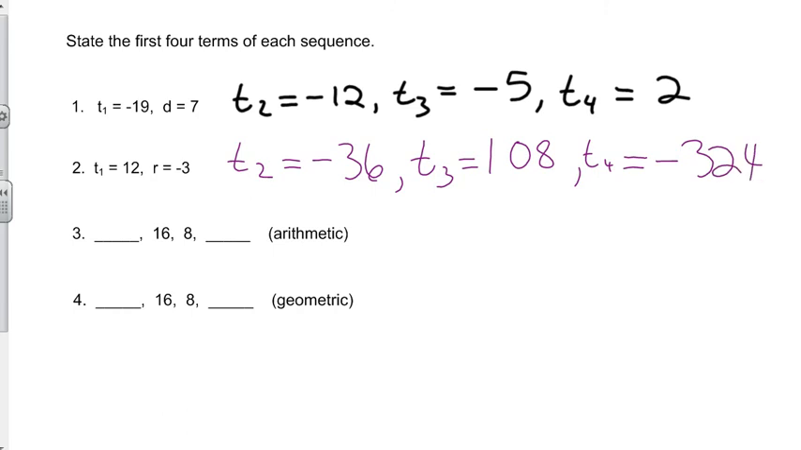So D is the common difference, which says you add or subtract. In this case, we're adding. R is the common ratio, which says you multiply. If this is an arithmetic sequence and you go from 16 to 8, what comes next? And what came first? If this is geometric and you go from 16 to 8, what comes next? And what came first? Okay, good. That's it.